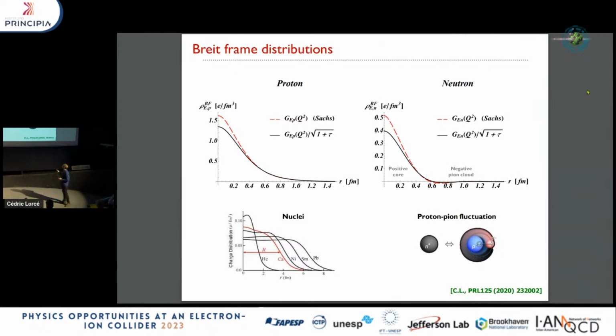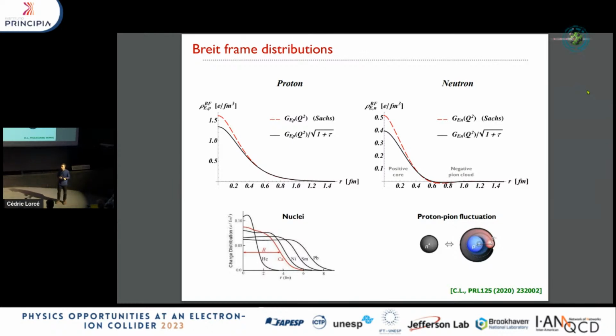For the neutron, when you do the Fourier transform with or without this relativistic correction, you get exactly the same qualitative picture. You get a positive center, and then an outer region that is negative. How can we understand it physically or intuitively?